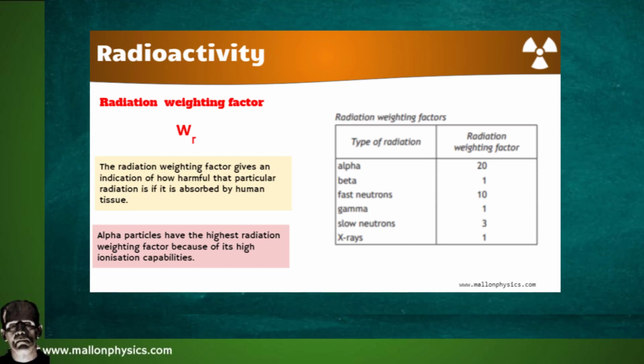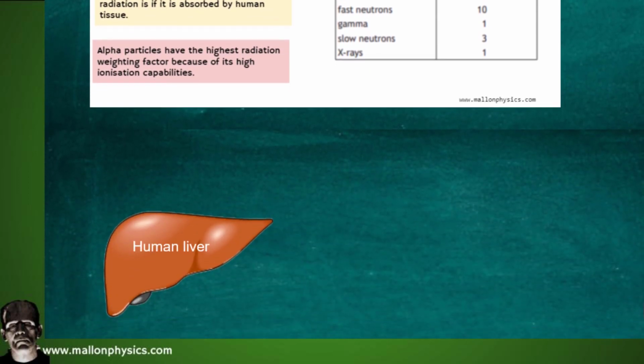So the bigger the radiation weighting factor, the more harmful that radiation is to a tissue if that tissue absorbs that radiation. You can see alpha particles have got a radiation weighting factor of 20 compared to fast neutrons. They've got a radiation weighting factor of 10. So we would say that alpha particles are twice as harmful as fast neutrons if they're absorbed by a piece of tissue. Let's see what happens when we calculate the dose equivalent.